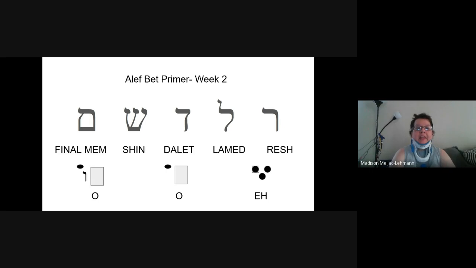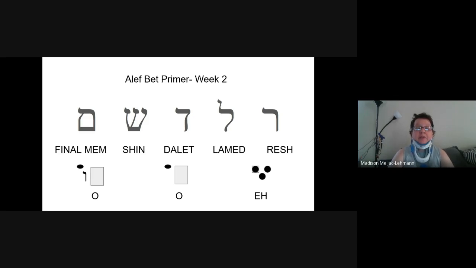Okay, so our letters today are the letter Resh. This is our first letter here. Our letter Lamed, right here. Our letter Daled, which is in the middle. Our letter Shin, and final Mem.